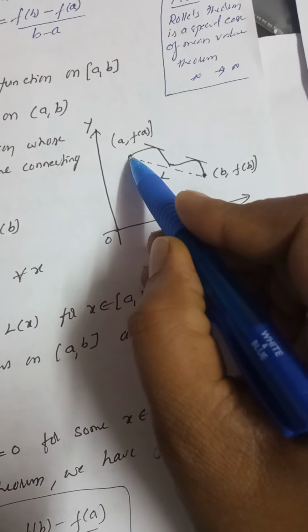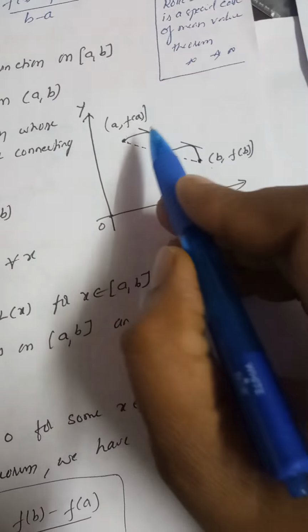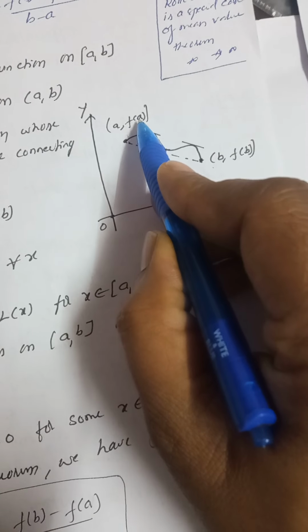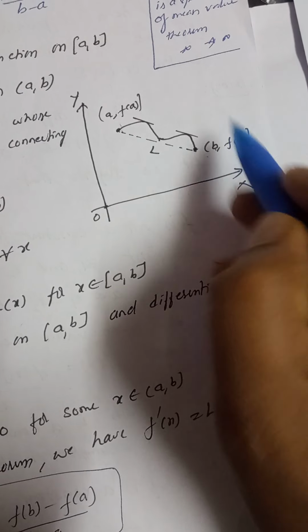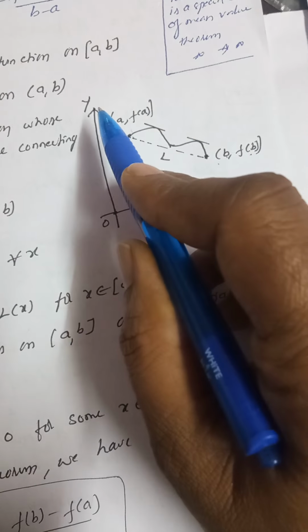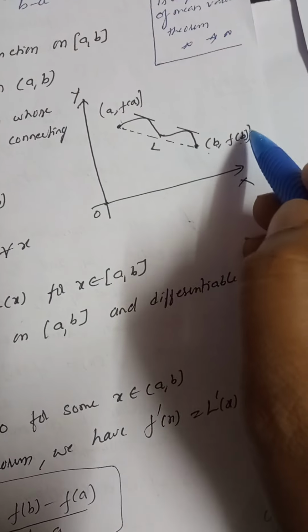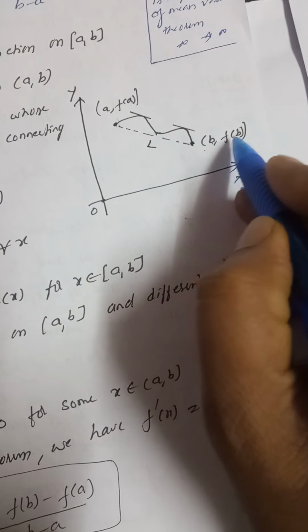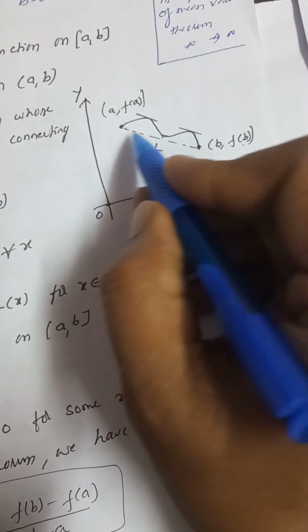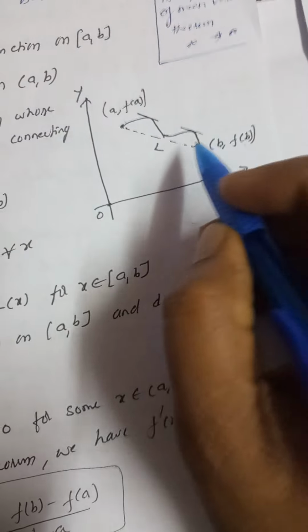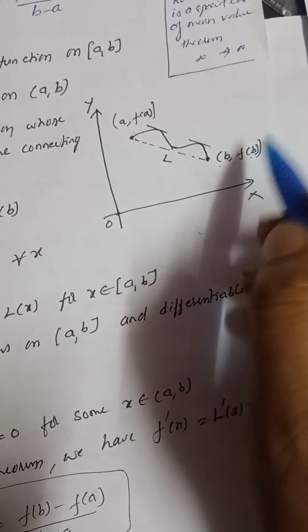This point represents (a, f of a), and this point represents (b, f of b). Here a is the x coordinate and f of a is the y coordinate. Here b is the x coordinate, f of b is the y coordinate. When you substitute x equal to a in the function, you will get the y value. That's why I'm writing f of a here and f of b here. Now if you plot the graph, it will look like this, a continuous differentiable function. If you join these two points, you'll get a straight line. This dotted line is a straight line.